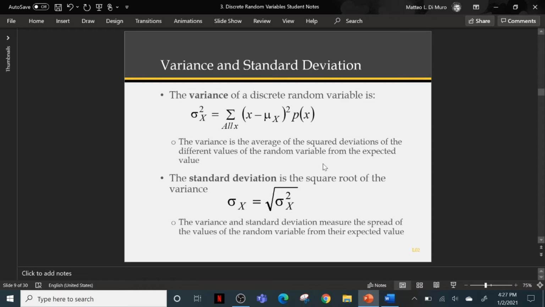So the variance of a discrete random variable is as follows. Now remember, we don't often use variance in actual real life. Usually we do the square root of it to get the standard deviation. So just like before in the other week, the standard deviation is just the square root of the variance.